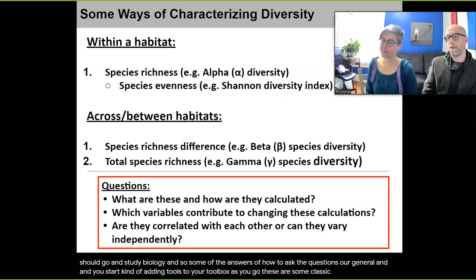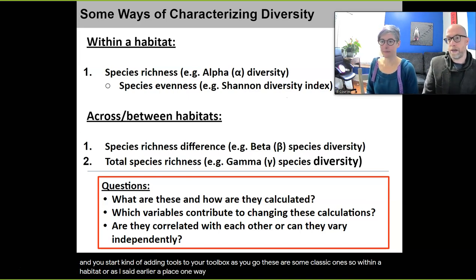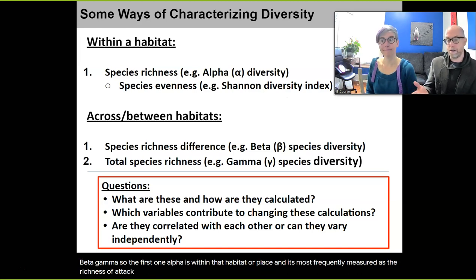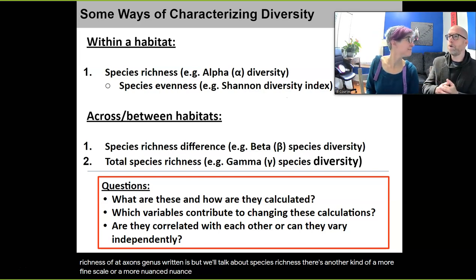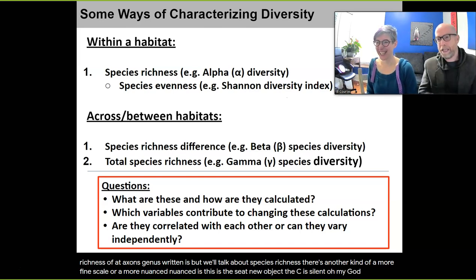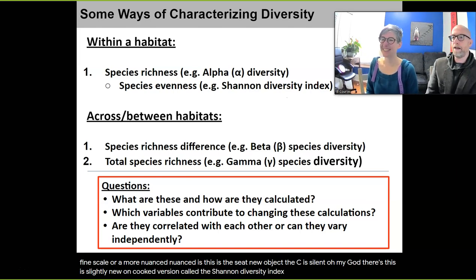These are some classic ones. Within a habitat, or as I said earlier, a place, one way of measuring diversity is what Robert Whittaker called alpha, beta, gamma. The first one, alpha, is within that habitat or place, and it's most frequently measured as the richness of a taxon, so genus richness, but we'll talk about species richness. There's another, more nuanced version called the Shannon Diversity Index.